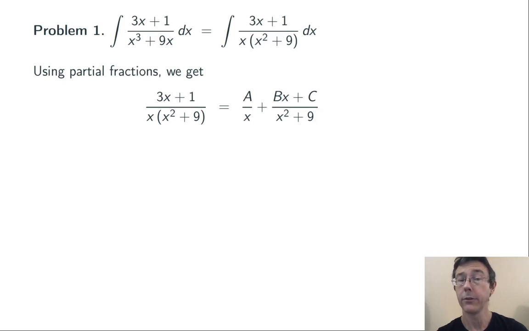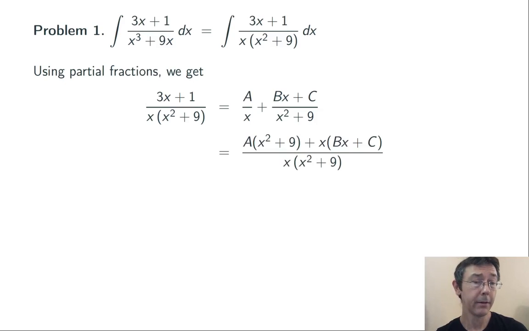Then, we do the partial fractions decomposition. Here, we have a linear term x, so we get an A over x. And we have an irreducible quadratic term, x squared plus 9. That gives us the Bx plus C over x squared plus 9. We get a common denominator. And since the denominators are now the same on the left and right, the numerators have to be equal.